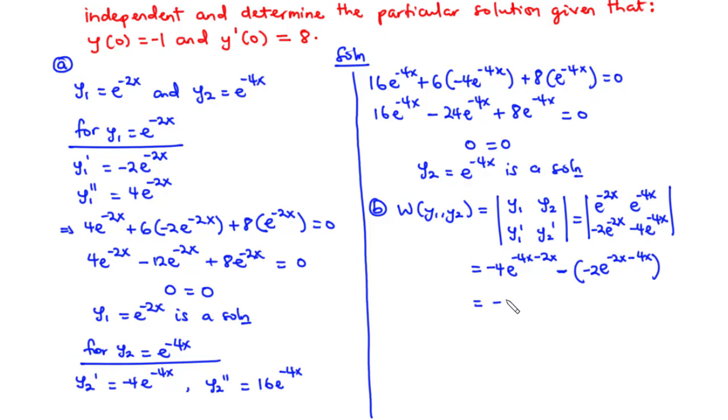So we can have -4 e to the power, this becomes -6x, negative plus 2 e to the power negative 2 minus 4, negative 6, so negative 6x. Now let's simplify. We have common terms in here, so negative 4 plus 2 becomes negative 2, and then e to the power negative 6x. So you realize that the Wronskian is not equal to 0.